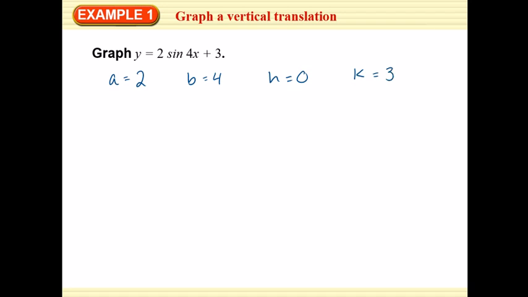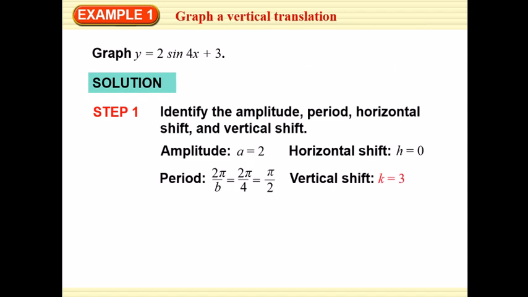Alright, so that brings us to the end of step 1 where we did identify b, and b was that 4, so when I use b, I now can compute my period. Alright, so like I said, when the horizontal shift is 0, there's no shift, so that's one less transformation for us.